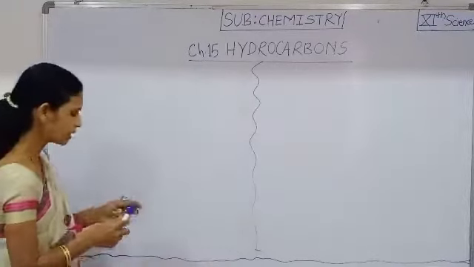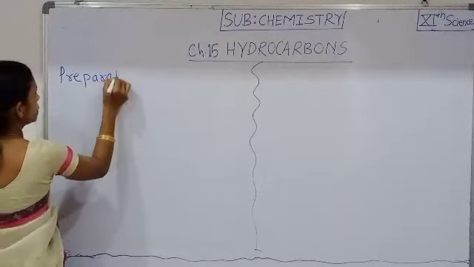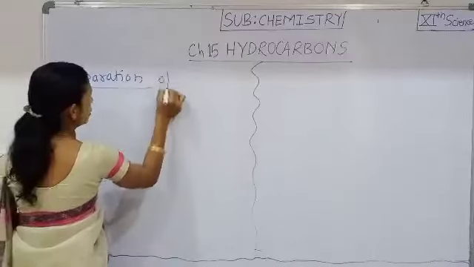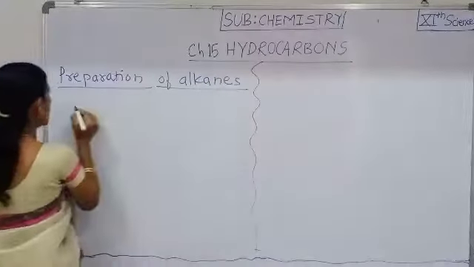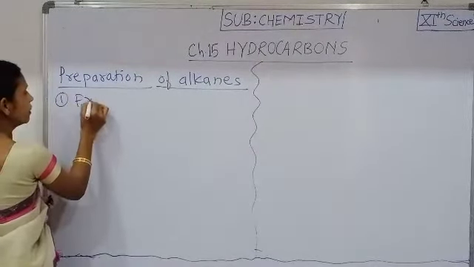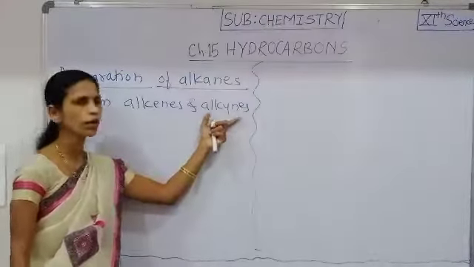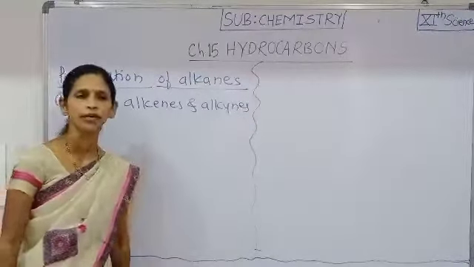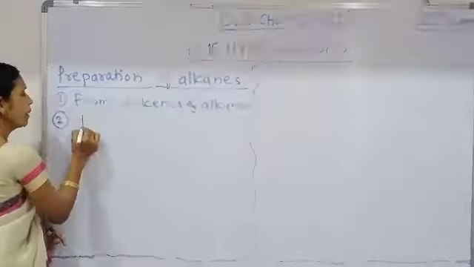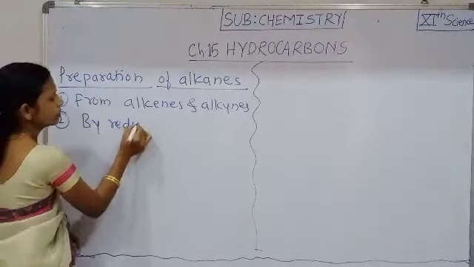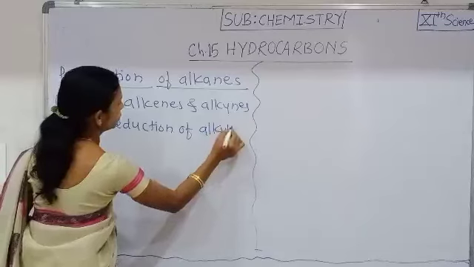The first preparation method of alkanes, which you learned in the previous lecture, is from unsaturated hydrocarbons, that is from alkenes and alkynes. By reduction of alkenes and by reduction of alkynes, alkanes are prepared. Then the second method is by reduction of alkyl halides.